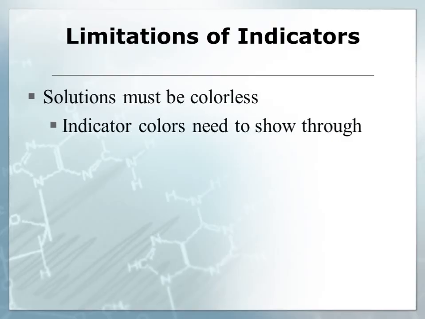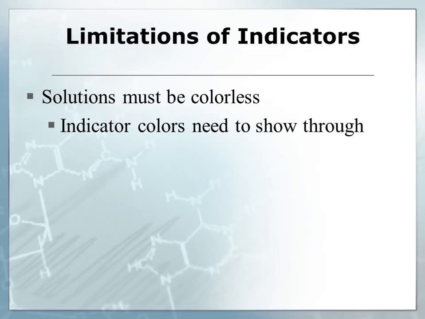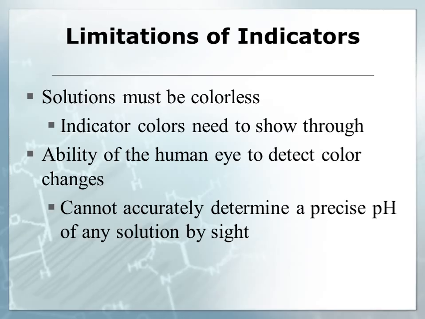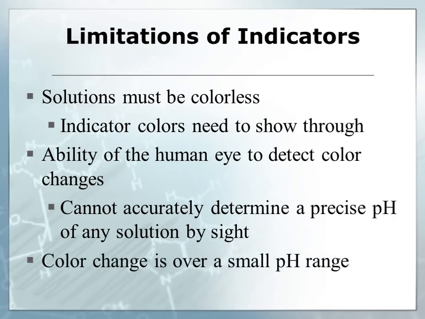Now the limitations of these indicators is that the solutions you're testing should be colorless in the first place, because since your determination of acidity or alkalinity is based on the color that you see, you won't have a neutral background. The other drawback is the ability of the human eye to distinguish between slight changes in color, and so you can't get a quantitative measurement, or at least a very accurate quantitative measurement of the pH simply by sight alone.